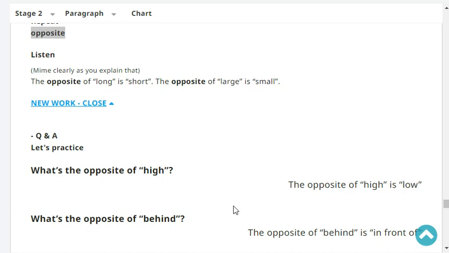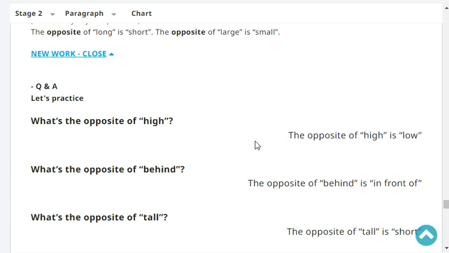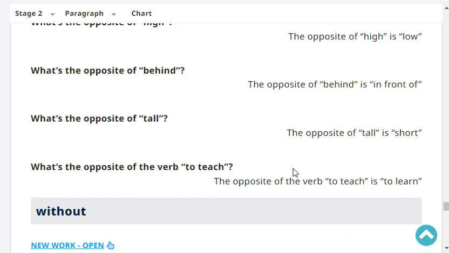Okay, let's practice. What's the opposite of high? The opposite of high is low. Very good. What's the opposite of behind? The opposite of behind is in front of. What's the opposite of tall? The opposite of tall is short.